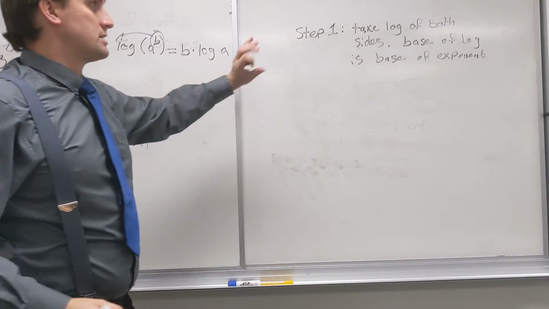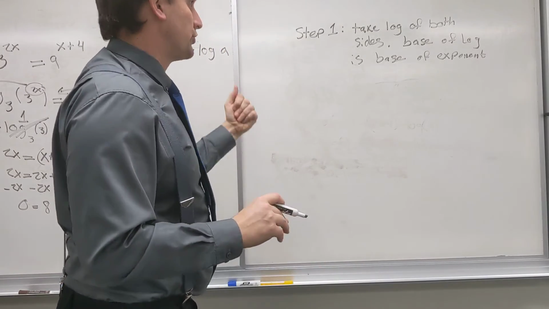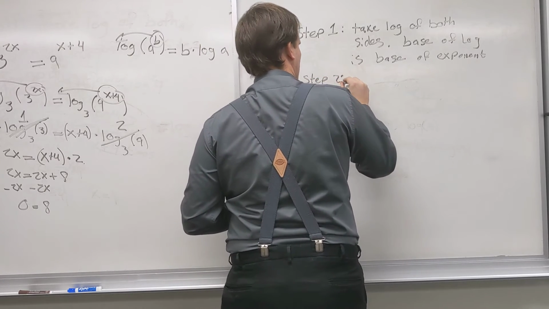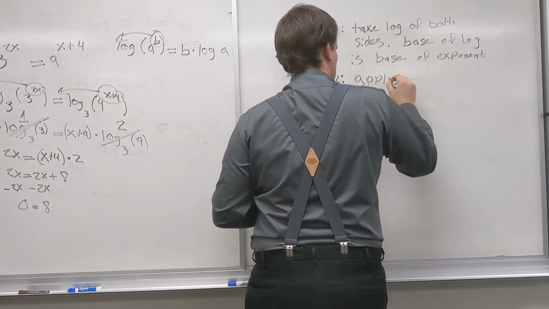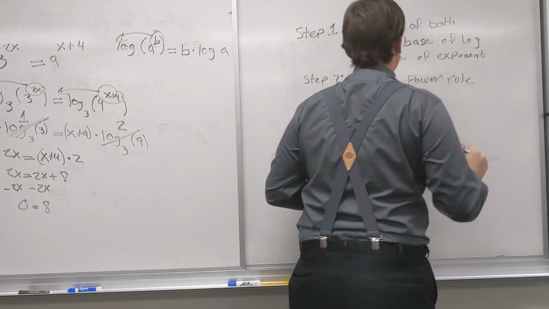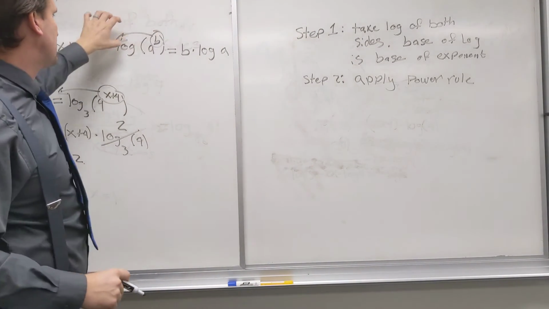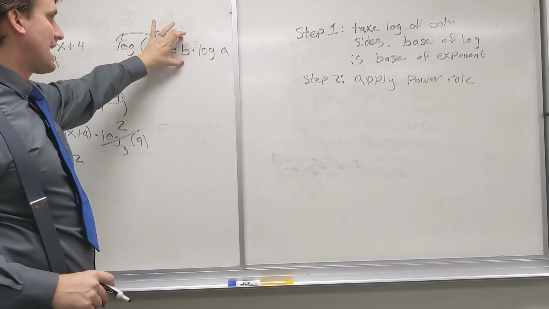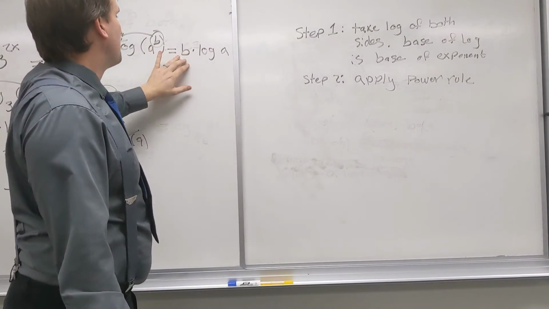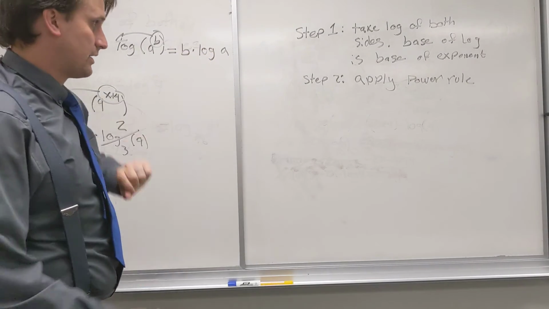Okay, so that's step 1. Take the log of both sides. The base of the logarithm should be the base of the exponent. If there's multiple, choose the smaller one. Step 2 is going to be to apply the power rule. Power rule again tells us that if I'm taking the logarithm of an exponent, I can take the exponent out and get it as a multiple instead. Not a constant multiple necessarily, it could be a variable, but as a multiple. So I take the exponent and turn it into a multiplier instead.